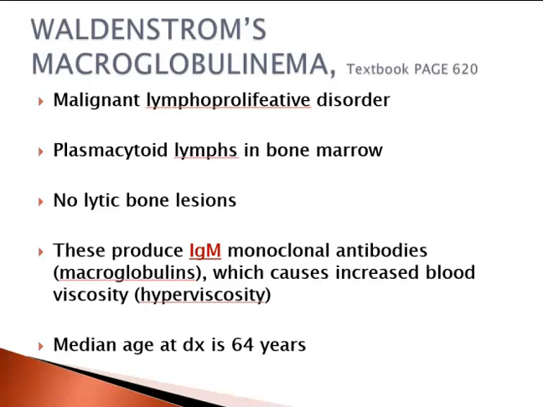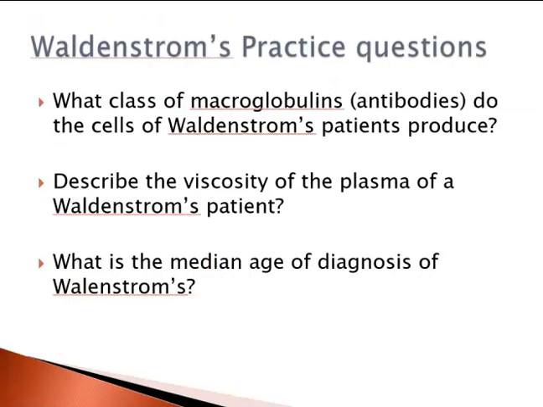These patients will produce IgM monoclonal antibodies, and these antibodies will cause an increase in blood viscosity. So the blood will be thicker, so it is known as hyperviscosity. And the median age for diagnosis is 64 years of age. Okay, our last slide is just a few practice questions that go along with Waldenstrom's disease.